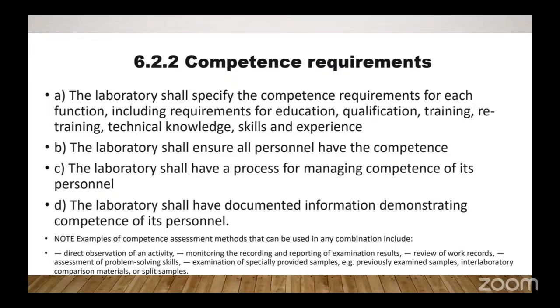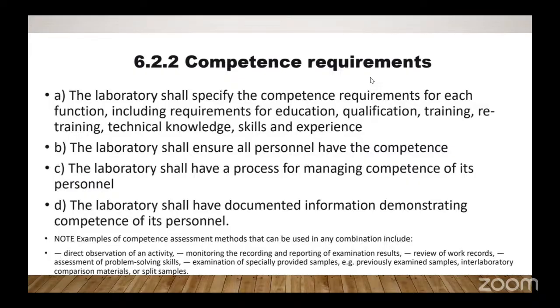Now, examples of competency assessment methods can be used in any combination. You could use direct observation of activity, monitoring and recording and reporting of the examination, review of the work record the person has done, assessment of problem solving skill, examination of especially provided service, previously examined samples, interlaboratory comparison materials, split samples, and so on. So you could use one, two, or three, or a combination of all these ways of assessing a personnel.